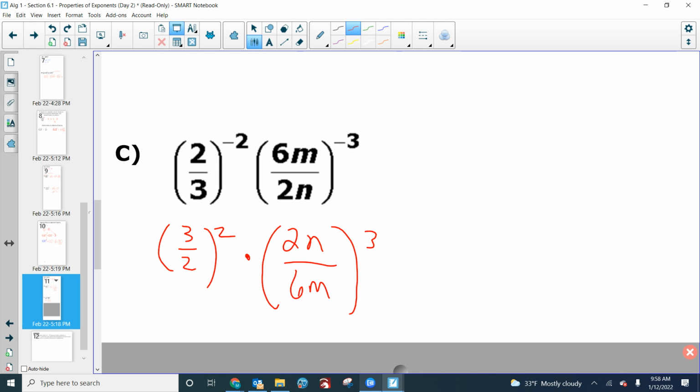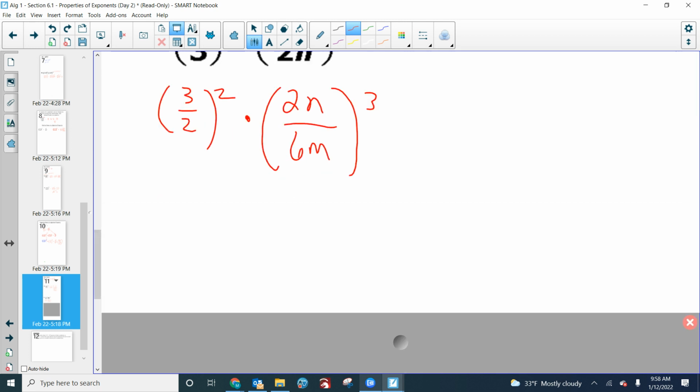Okay, let's do one at a time here. Luca, what's 3 squared over 2 squared? What's that simplify to? Give me the answer. What's 3 squared? Over 4.